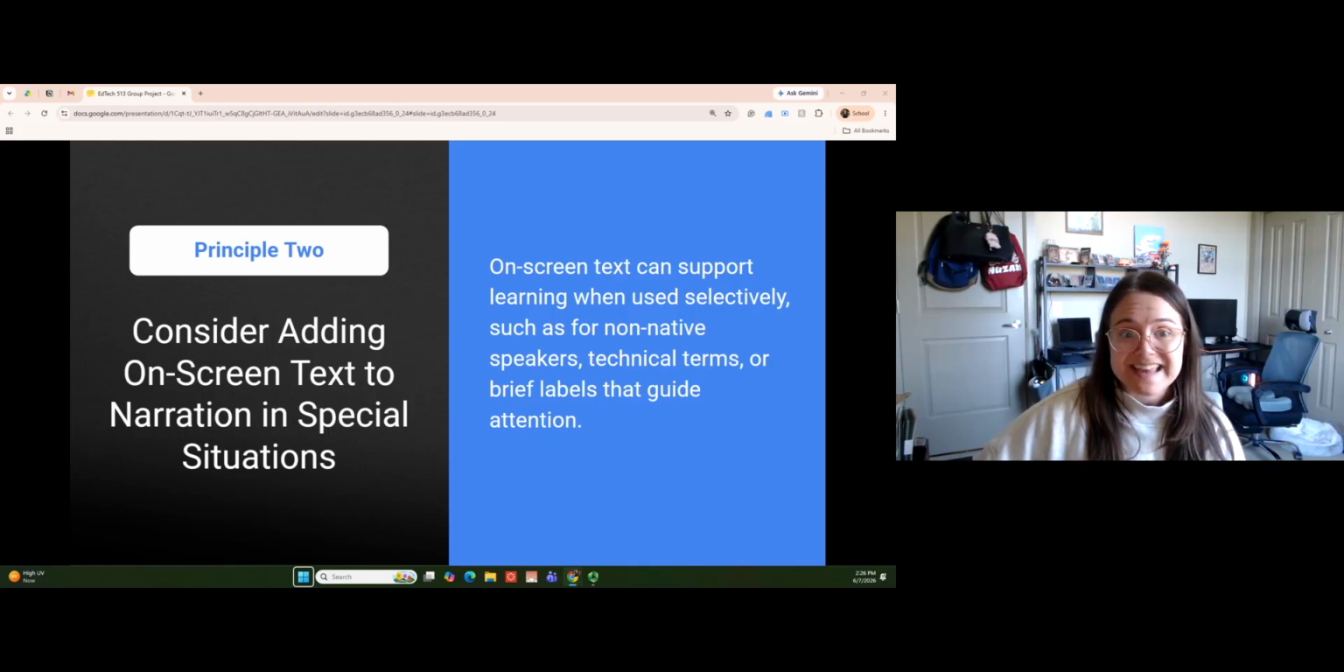Although redundant text can sometimes hinder learning, there are situations where it can be helpful. For example, on-screen text may support learners who are non-native speakers, reinforce unfamiliar technical terms, or provide guidance when no graphics are present. In these cases, carefully selected text can improve comprehension and retention by helping learners focus on important information.